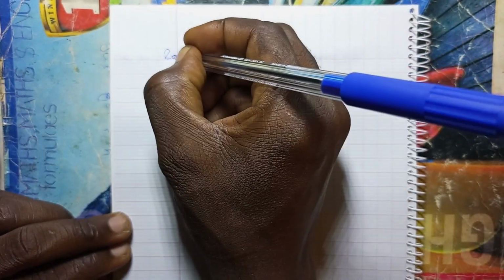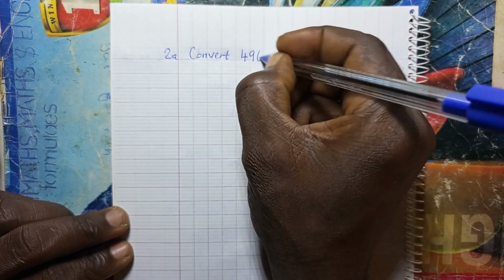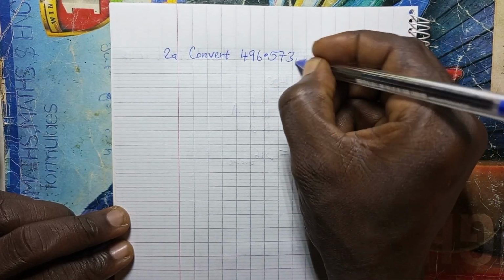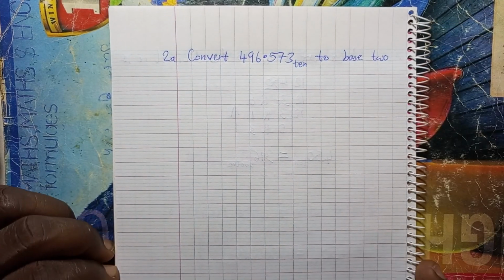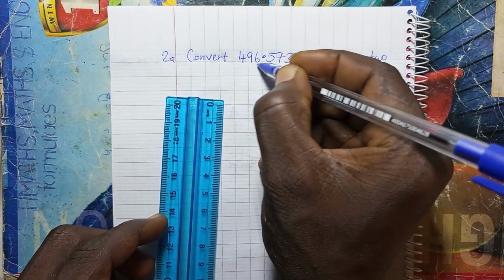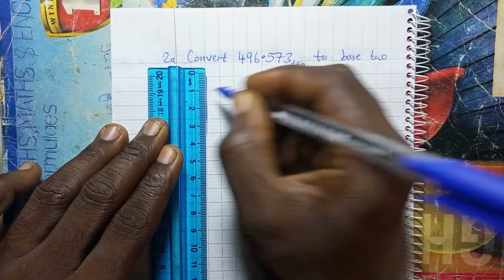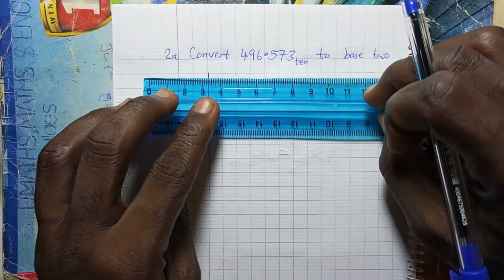Now number 2A says convert 496.573 base 10 to base 2. Now the first thing we're going to do is convert the whole number part this side. This whole number part we'll convert using that same method we used in the first question. So step by step we get the correct answer.